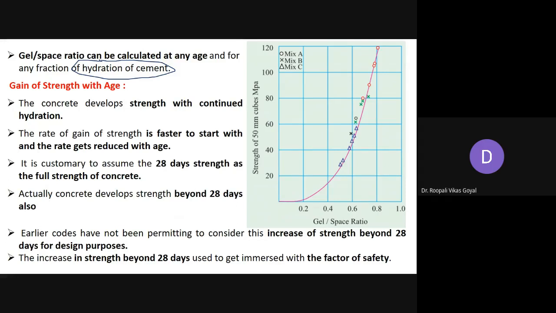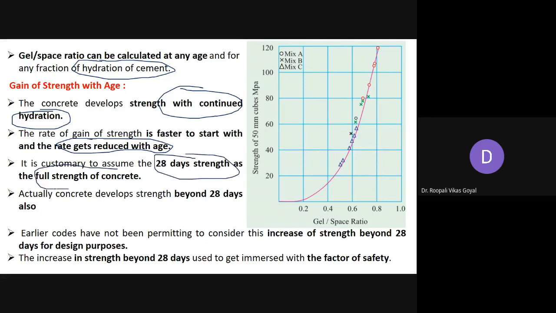So this is the gain of strength with age. Concrete develops strength with continued hydration, and this hydration will continue beyond 28 days also. The rate of gain of strength is faster in the initial time period, and the rate reduces with age. After 28 days the strength will still increase, but not too much. So it is common to assume the 28 days strength as the full strength of concrete.